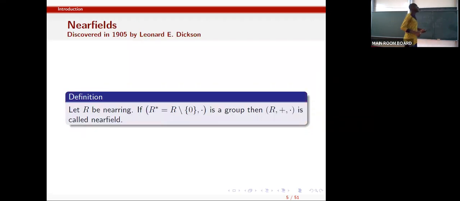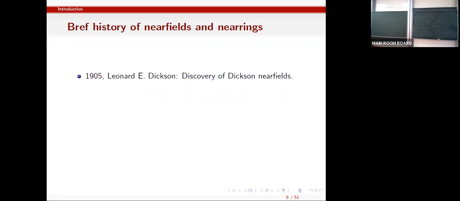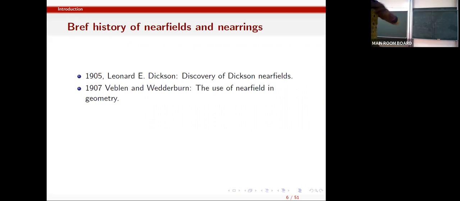Now, a near field is a near ring where the multiplicative group is a group. That's all. These were introduced by Dickson in 1905. Later, there was some work done in that area related to geometry. If you want to represent a point and non-vertical lines, we can take the pair in a certain structure, and he proved that this structure is exactly a near field.